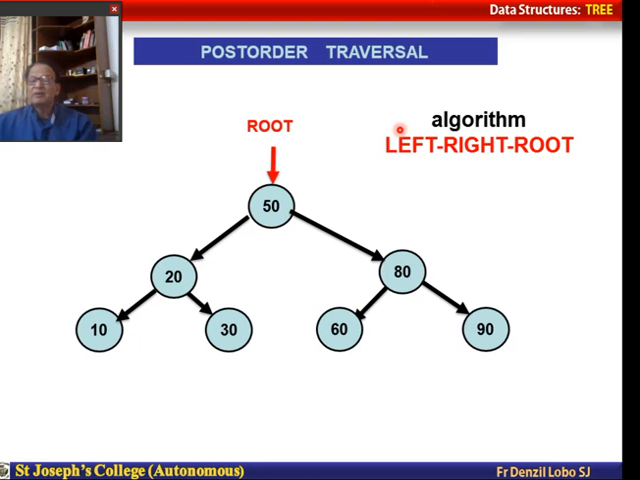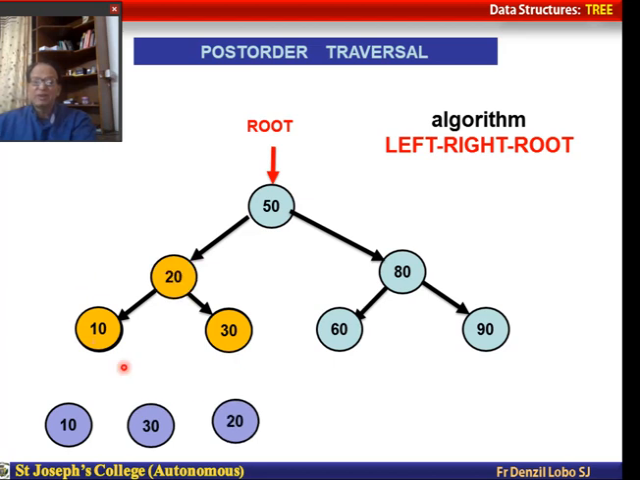The algorithm is left, right, root. So I do the left subtree, then the right subtree, then I print the content of the root. So let us see, left subtree. Leftmost is 10. Then I come to right, 30, then I print the content of the root. So I finish the left subtree. Then I come to the right subtree, I print 60, then left, then root.